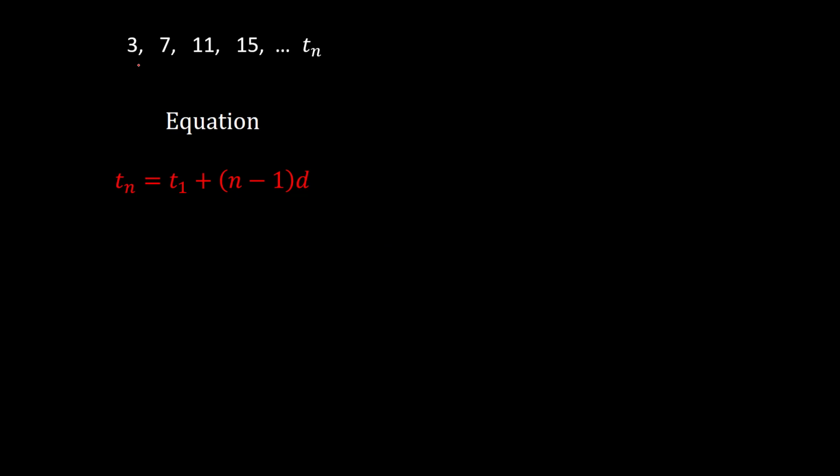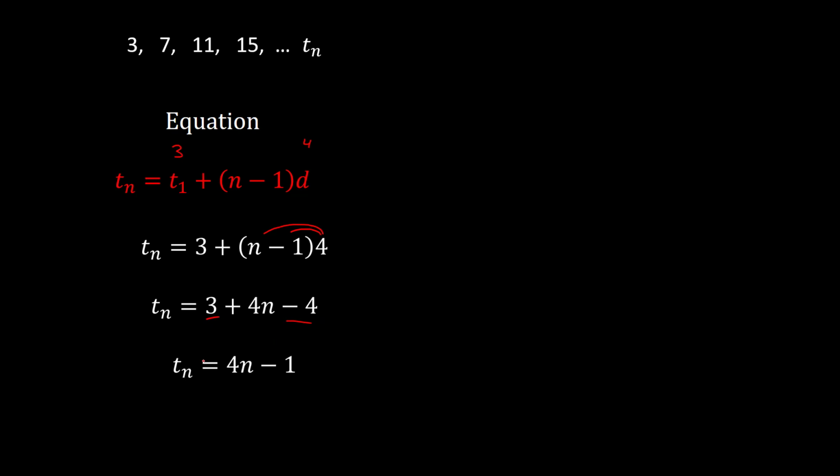So if we plug in t1, which is term 1, and then plug in d, your common difference, t1 is 3, your common difference is 4, because we're adding 4, we would have 3 plus n minus 1 times 4. Where if I distribute, I get 4 times n and 4 times negative 1 to get 4n minus 4. Combine the 3 minus 4 to get negative 1. So this equation, Tn equals 4n minus 1, is an equation that we can use where we can solve for any nth term.